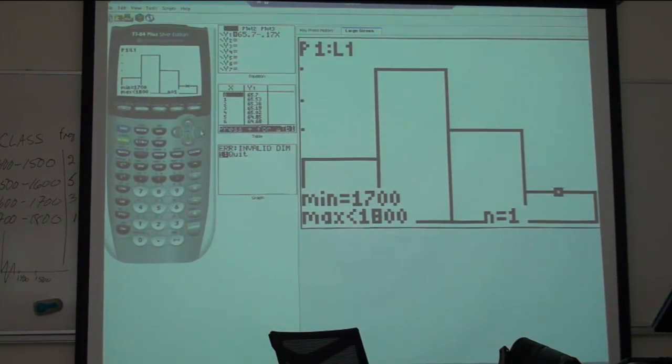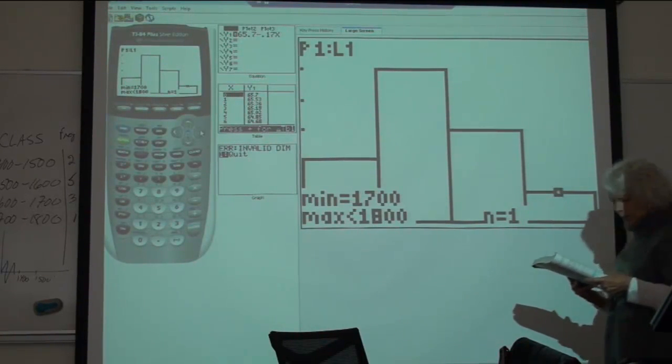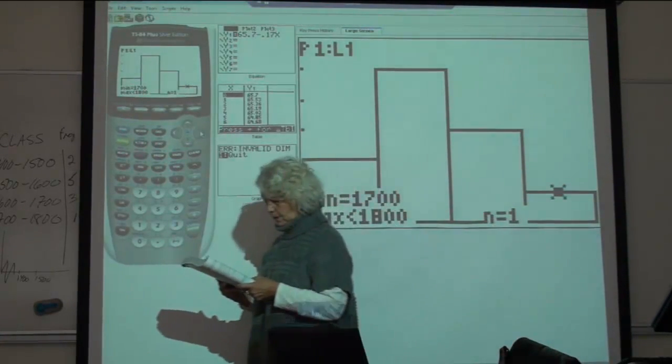I've turned the page now. I'm on page 33. And let's look at number 11. Let's first talk about the data before we draw the histogram.